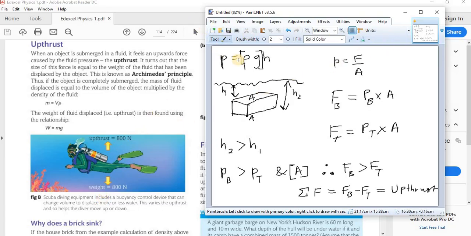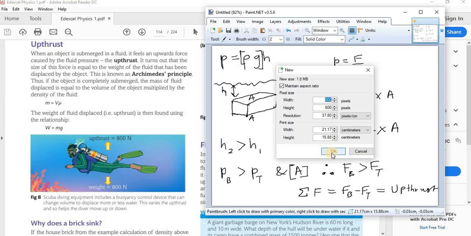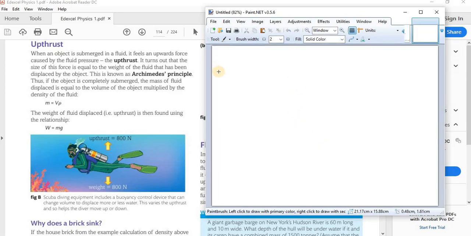You have to know that the upthrust is equal to the weight of fluid displaced. So let's say we have a Eureka can or a displacement can. I will draw that like that. That is the displacement can, and this is filled with water to the spout.